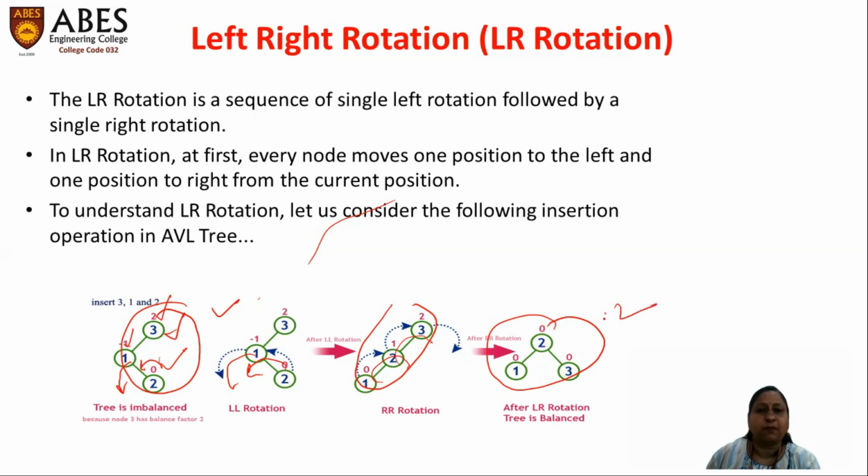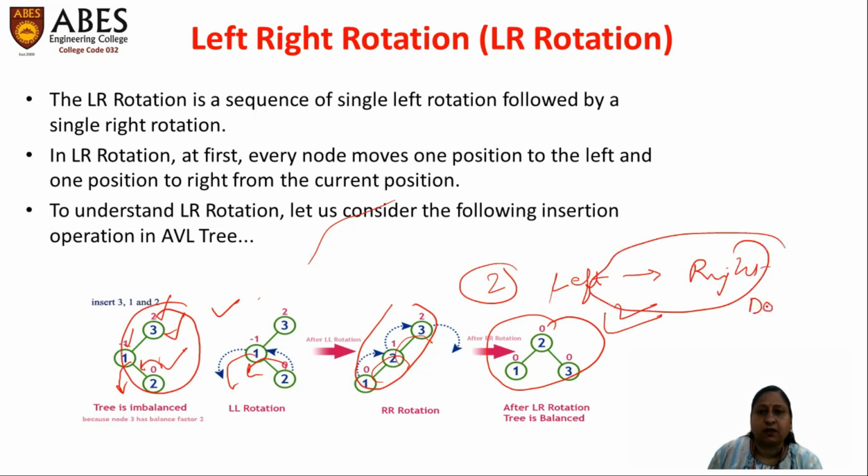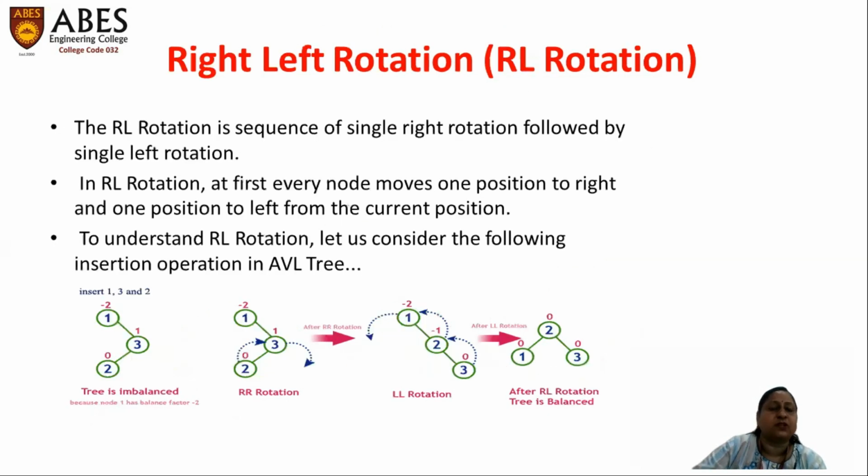So when the rotation gives you balance factor 0, 1 or minus 1, then the tree is said to be a balanced tree, or you can call it an AVL tree. But here we have performed 2 types of rotations. Number 1, the left rotation, and number 2, the right rotation. So this type of rotation is the double rotation. Another type of double rotation is also there, and that double rotation is said to be the right-left rotation.